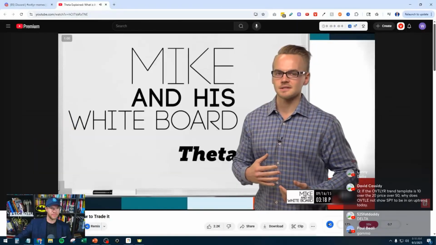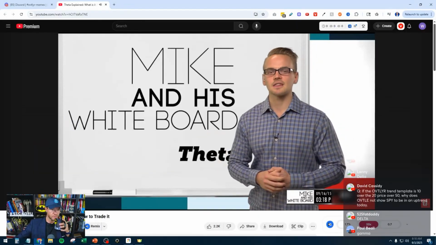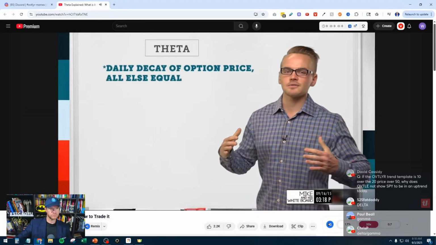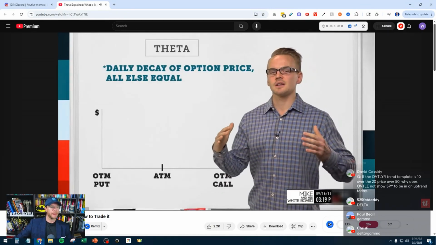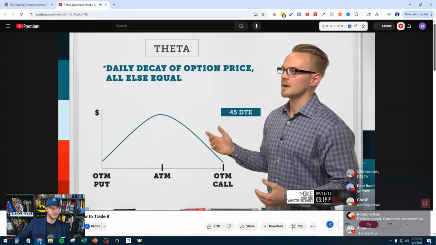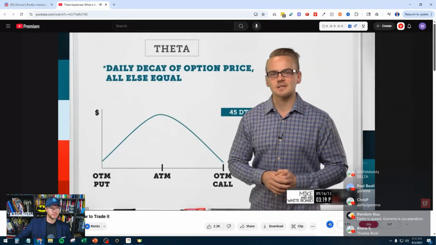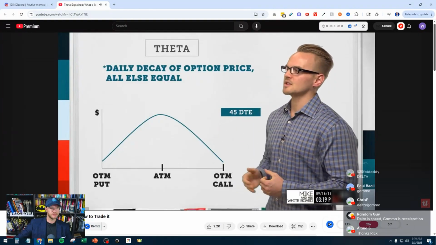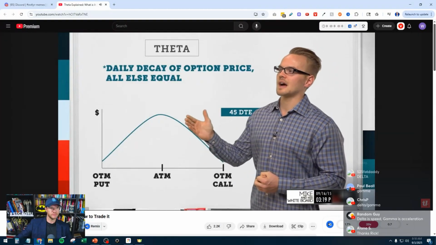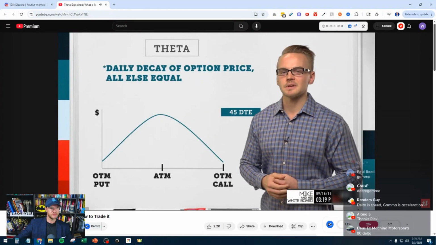So option prices. Let's get into it and look at theta on basically a bell curve level, or what you'll see here is more of a linear slope, if you will. When we're looking at 45 days till expiration, one thing to note is that obviously the most extrinsic value is going to be at the money.